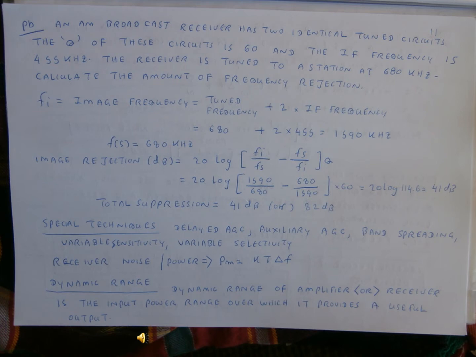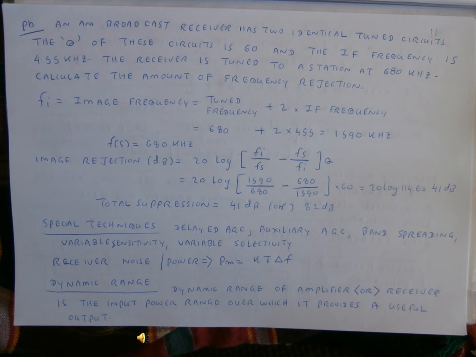Then we also utilize special techniques for frequency conversion: AGC, automatic gain control, band spreading, and variable sensitivity and variable selectivity. Those are the special techniques. In this case, the receiver noise power is equal to P equals KT delta F, where K is the Boltzmann constant, T is the temperature, and delta F is the change of frequency.